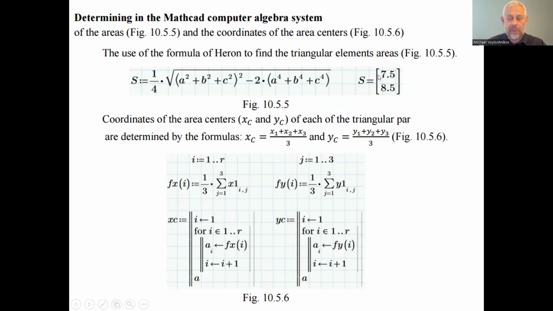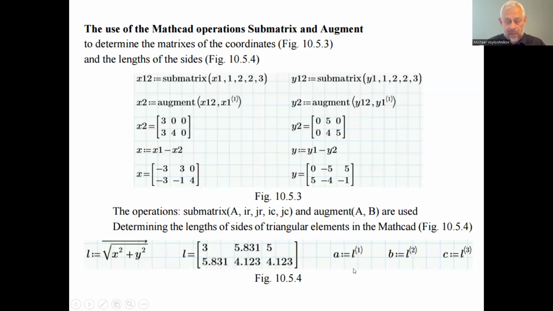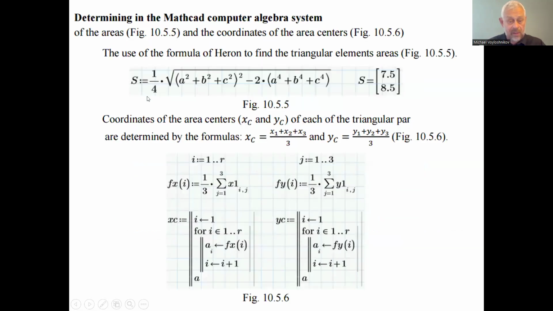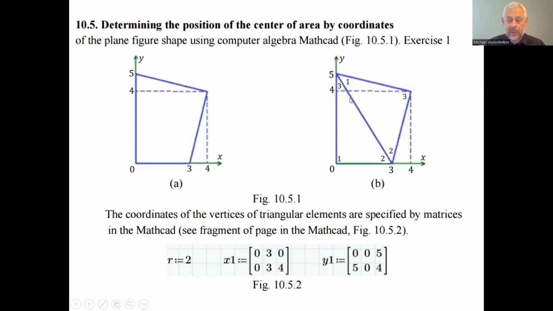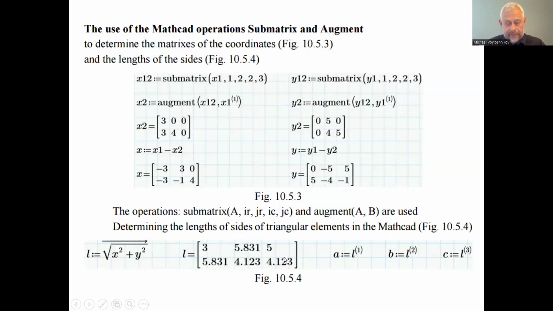Using Heron's formula, we can find two results, because A, B, C, the columns, are vectors; a matrix of one column is a vector of two elements. So the result consists of two elements. This is a vector of the areas of these two triangles: the area of the first triangle, the area of the second one. The sequence of triangles corresponds to the sequence of rows in the first definition of the coordinates of the vertices.